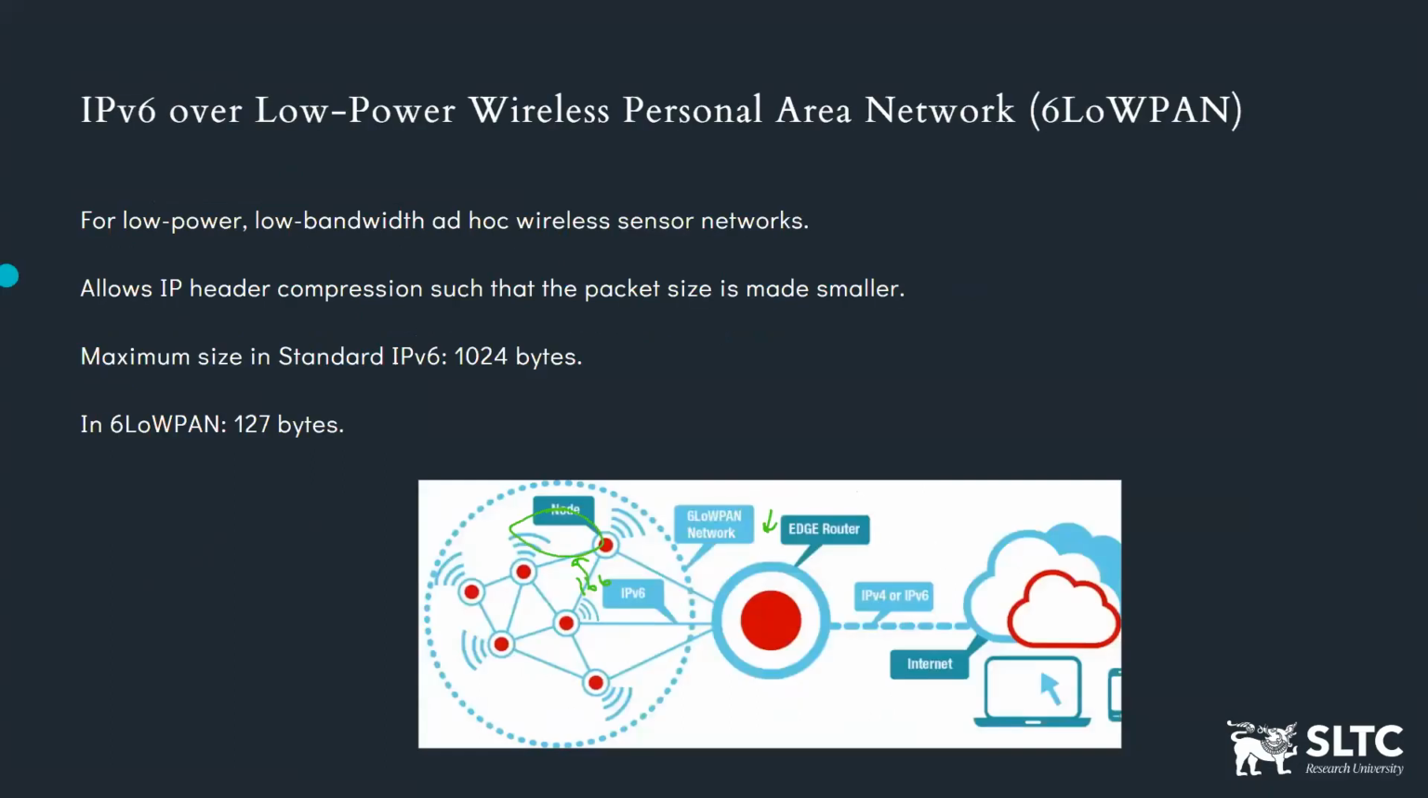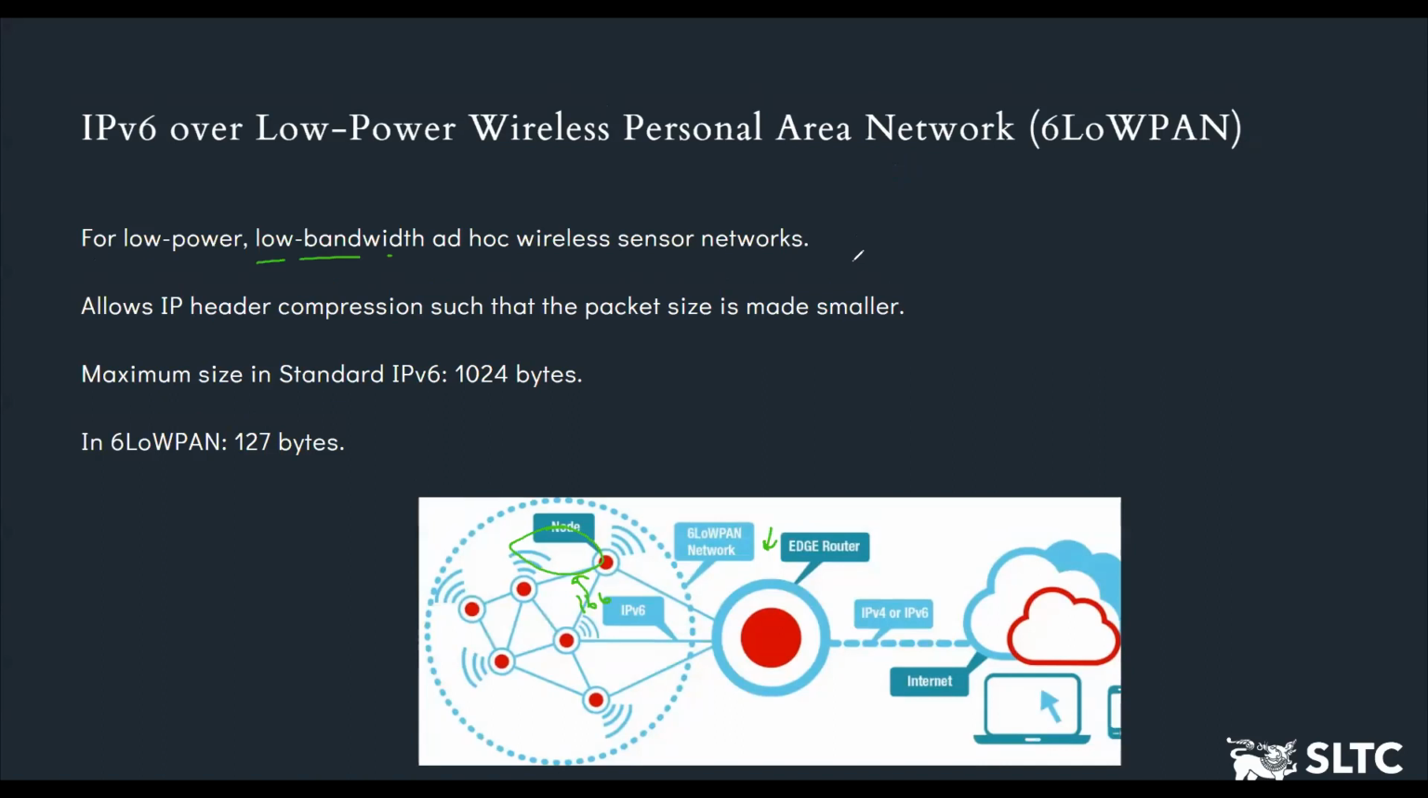Right, so now we will talk about the 6LoWPAN protocol. It is known as IPv6 over low power wireless personal area network. So this protocol is used for IoT applications, right? I mean, this is very useful for IoT applications. One thing is that it is used for low power, low bandwidth wireless sensor network communications, right?